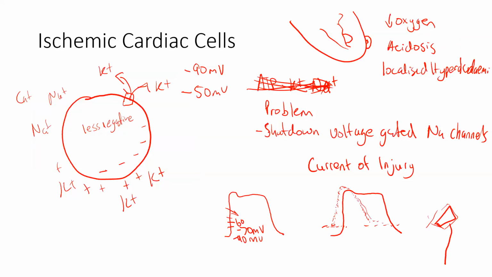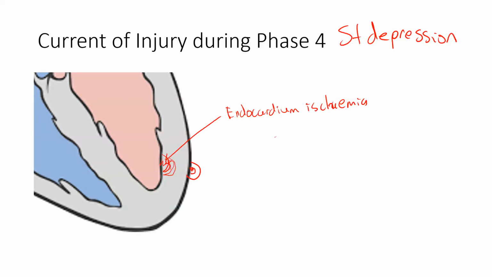Now, we talked about here that these cells are creating a net current of injury. Well, think about here. If we have a lead, let's just say this is V2, looking at the electrical activity that's happening here, there is going to be a current of injury. And where it goes is the current of injury goes towards the healthy cells. So the cells that aren't being affected.